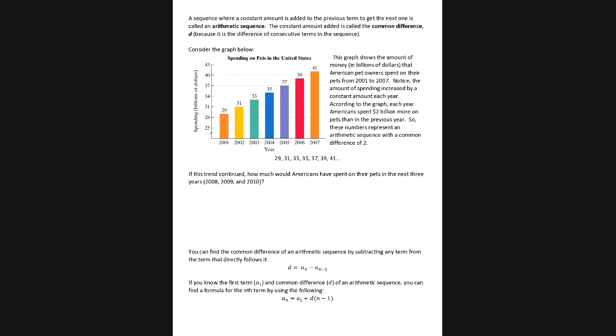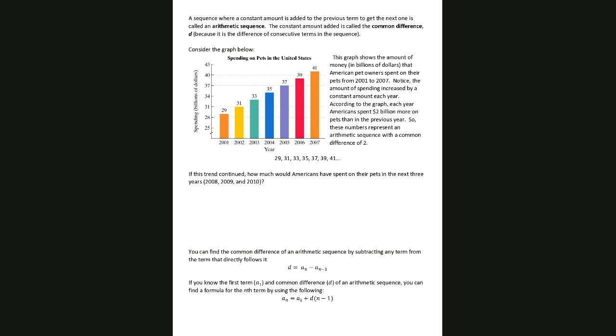So let's look at this graph. It says this graph shows the amount of money in billions that American pet owners spent on their pets from 2001 to 2007. Notice the amount of spending increased by a constant amount each year. According to the graph, each year Americans spent $2 billion more on pets than in the previous year. So these numbers represent an arithmetic sequence with a common difference of 2. So 29 plus 2 is 31, 31 plus 2 is 33, 33 plus 2 is 35, and so on.